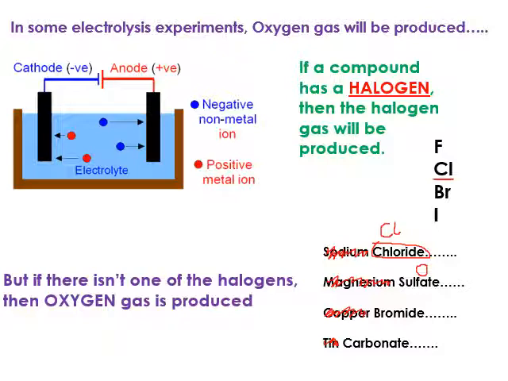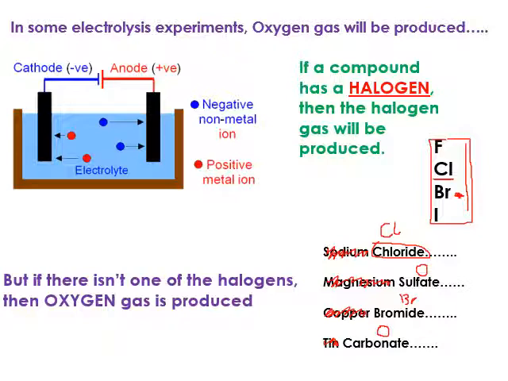Bromide. Well, bromide is the ion form of bromine. So therefore, yes, I have a halogen, which means that I will get bromine. If that said fluoride, I would get fluorine. Carbonate. Carbonate is not in the halogen group, so therefore I must get oxygen. It's either the halogen, one of these four group 7 elements, or oxygen.